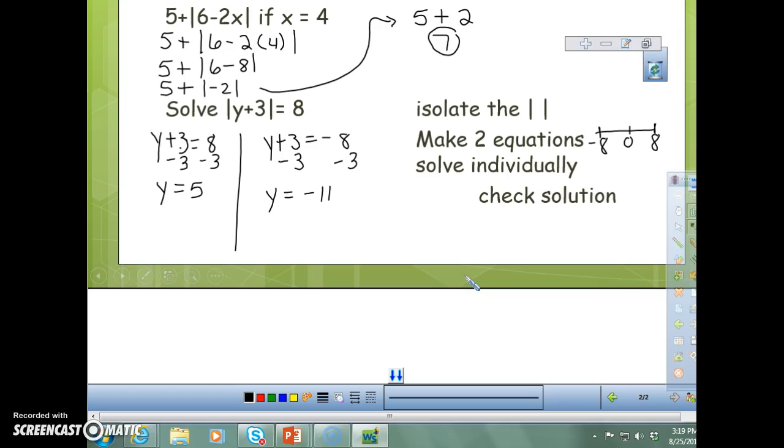You do need to check to make sure that you check our solution by evaluating. You can either do that on your paper or you can do it in your head. If you put 5 back in for y, 5 plus 3 is 8. How far is 8 from 0? 8, so it works. If we put negative 11 in here, negative 11 plus 3 is negative 8, and the absolute value is 8. So they both work. They're both valid answers.